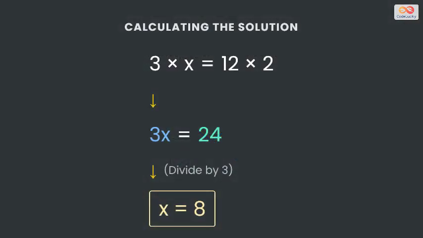Now we do the calculation. 3 times x equals 12 times 2. This simplifies to 3x equals 24. To isolate x, we divide both sides by 3, which gives us our final answer. x equals 8.